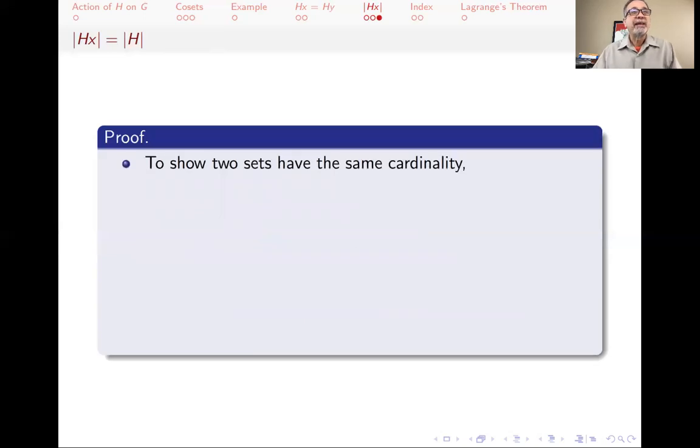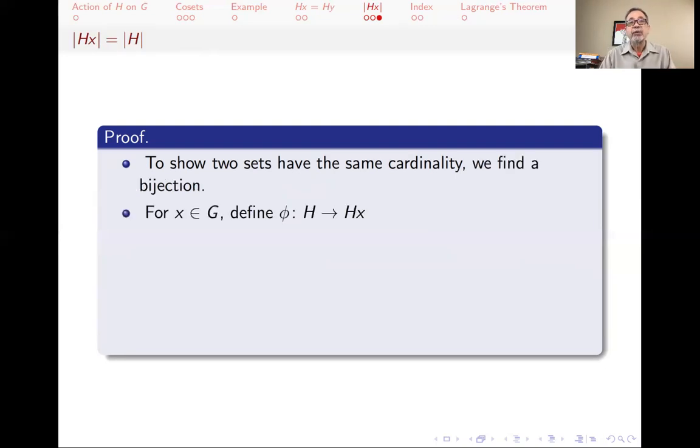Two sets have the same cardinality if you have a one-to-one onto map from one to the other. If you have a bijection, a one-to-one onto map from one to the other, you're pairing the elements off. You're saying this guy is paired to that one, this one is paired to that one, and so forth. And so if they're finite, then that means they have the same size. But even if they're not finite, we say that they have the same cardinality or they're in a one-to-one correspondence with each other. So if x is in G, I want to give you a bijection from H to Hx.